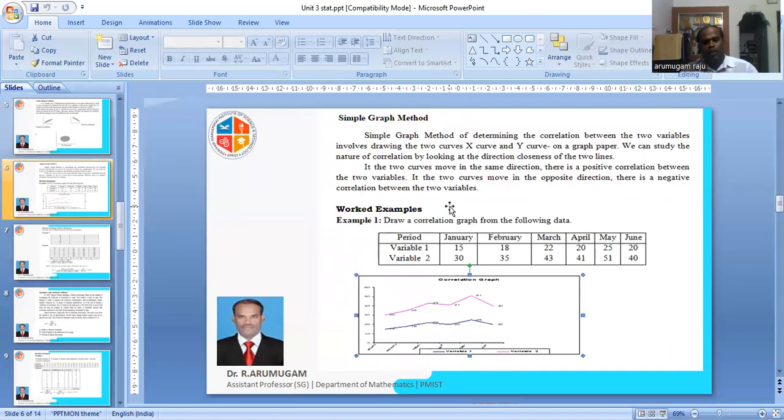The next one is the simple graph. Here you have to plot the x and y on the graph sheet. You can get some graph values. With this you can represent the relationship between the two variables, variable 1 and 2. Here we have some values for variable 1 and 2.